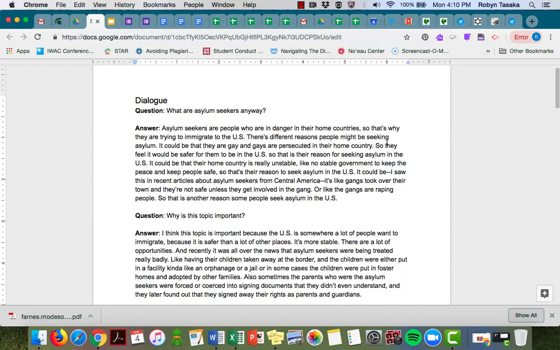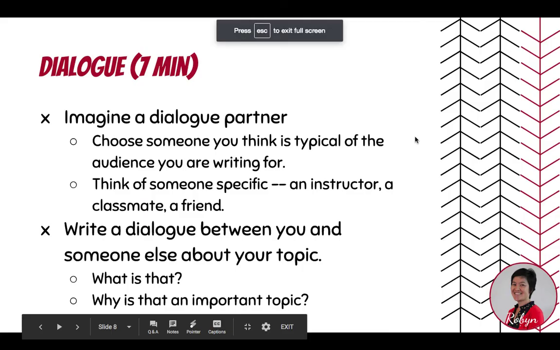Also, sometimes the parents who were the asylum seekers were forced or coerced into signing documents that they didn't even understand, and they later found out that they signed away their rights as parents and guardians. You can see that the writing here is a bit informal at times. It's messy and repetitive. Don't worry about all that stuff. The goal is just to get your ideas out.